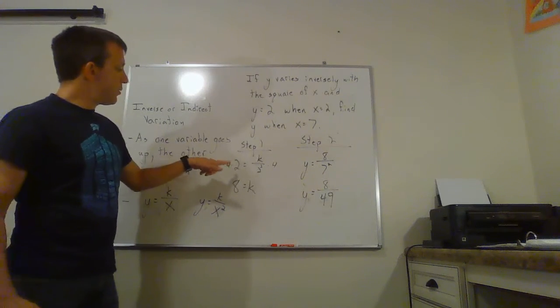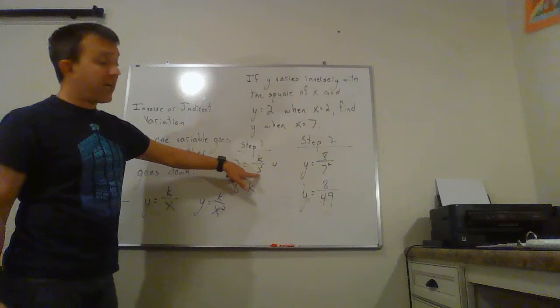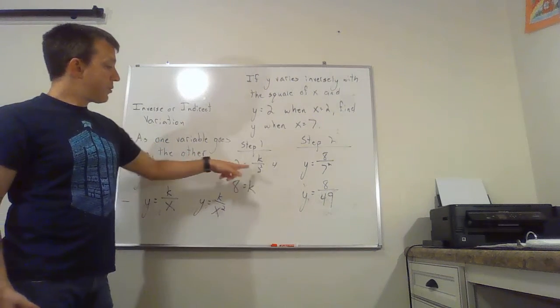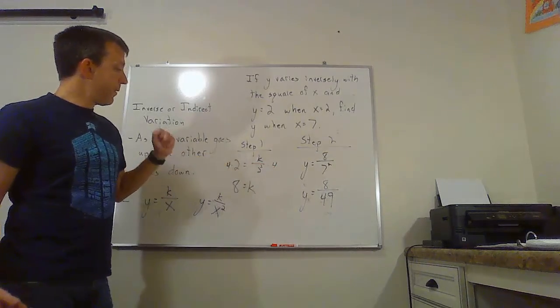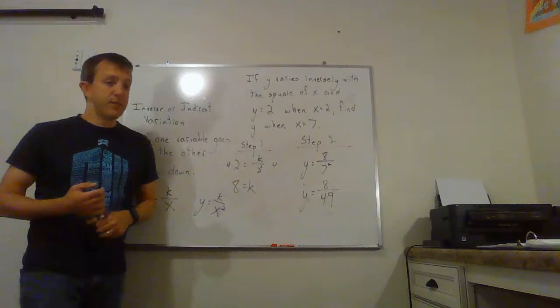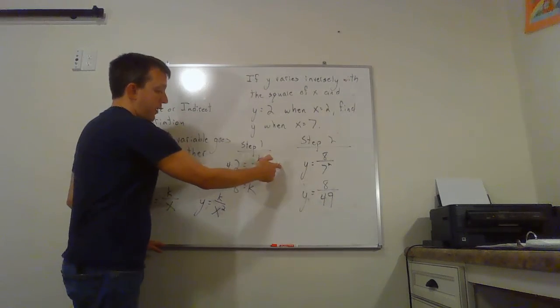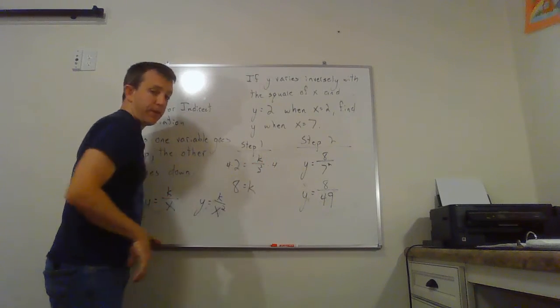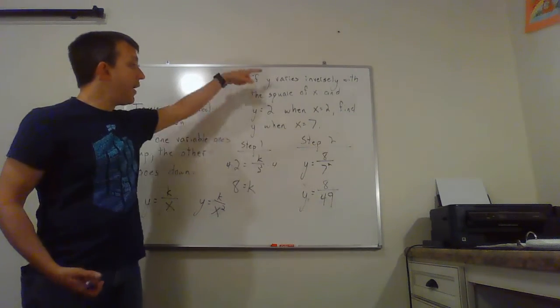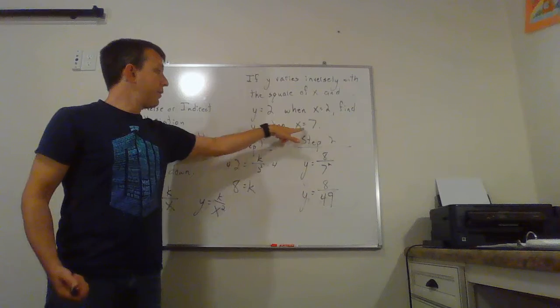So when I plug in the 2's, I plug in the 2 for y, and on the bottom I have 2 squared because, again, it's x squared on the bottom. 2 squared is 4, so I have to multiply both sides by 4 to get the k by itself, and that gets me that k is 8. So again, I square the 2, that's 4. To get rid of that, I multiply both sides by 4, and that gives me 8. Once I have 8 for k, I bring that over, and now I'm going to find y when x is 7.